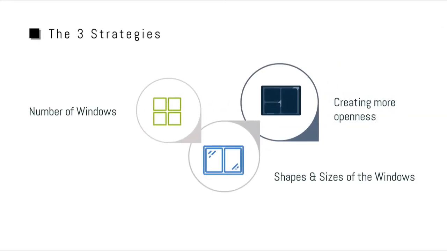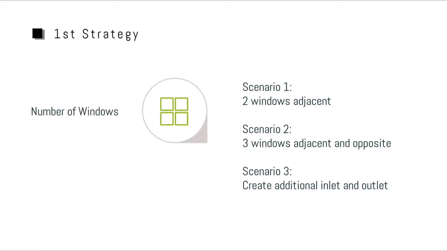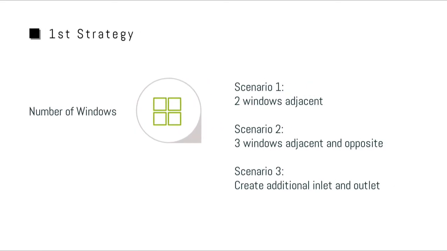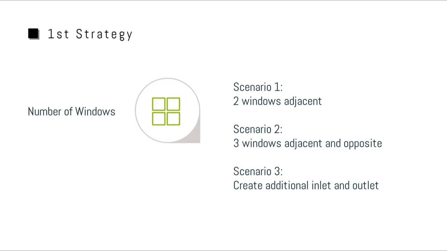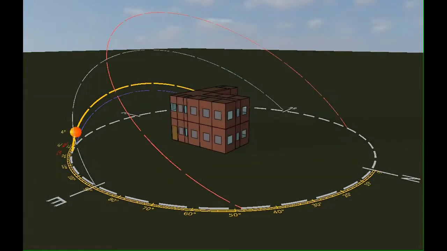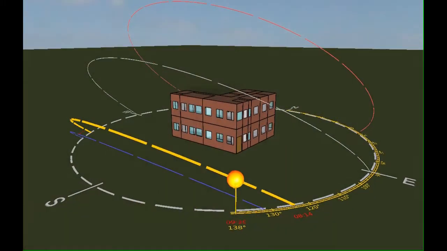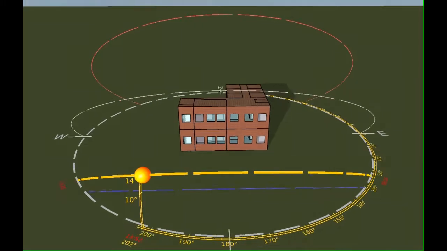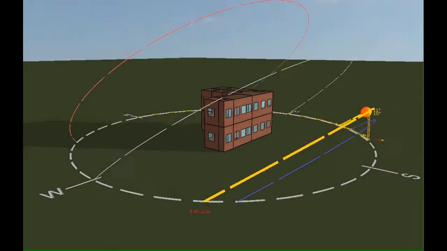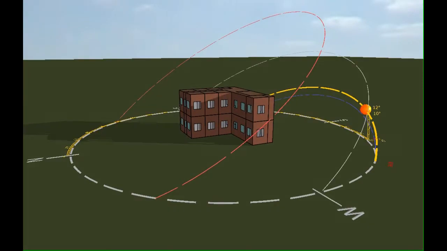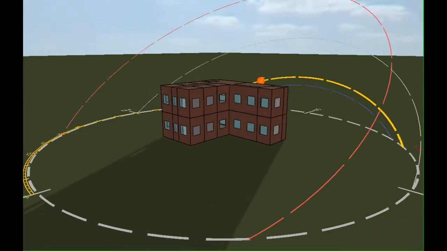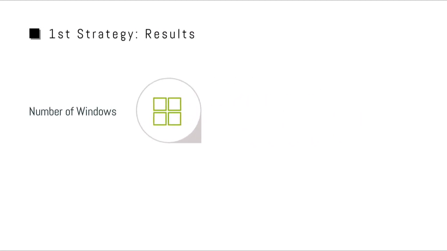As my natural ventilation mechanism is cross-ventilation, the 3 strategies identified are on the number of windows, the shape and placement of the windows, and increasing the open space of the layout. For the first strategy, Scenario 1 looked to increase the number of windows from 1 to 2 compared to the base case, and have them adjacent to each other. For the second scenario, the number of windows increased, and they were placed both adjacent and opposite of each other. In the third scenario, the windows were added by the ends of the corridors in order to set up additional inlets and outlets for air to enter into the floor.